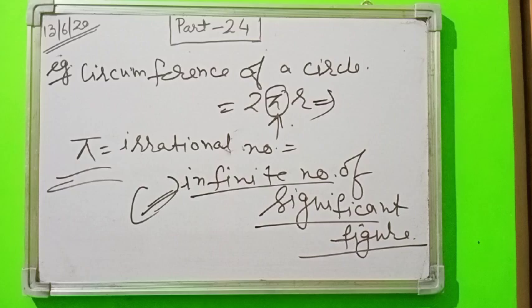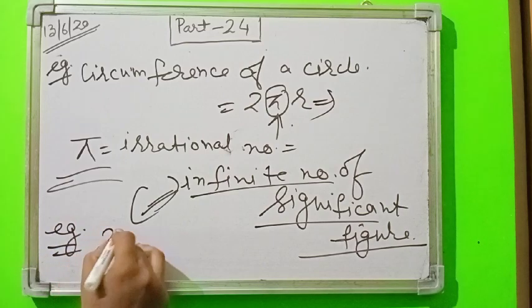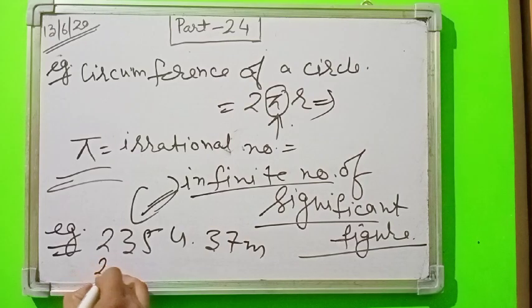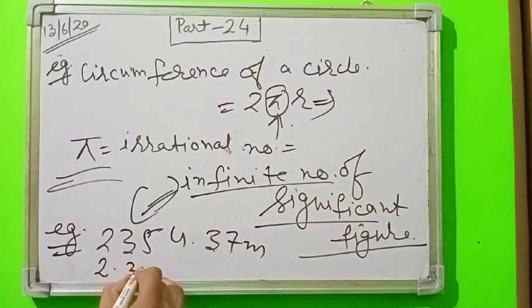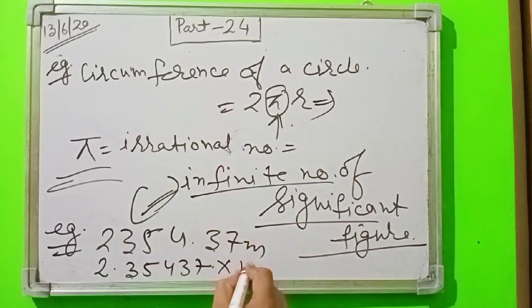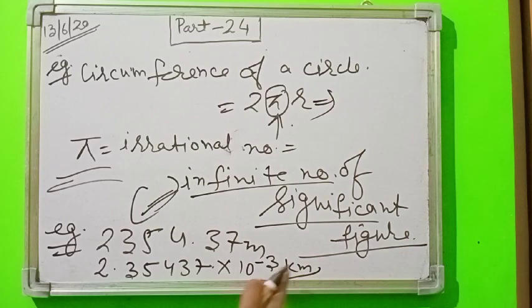One thing is there, it is customary to write significant figures, suppose we are telling 2354.37 meter, as a power of 10. That is called scientific notation. So we write it as 2.35437 times 10 to the power 3 meter.